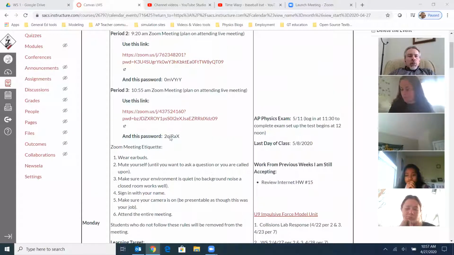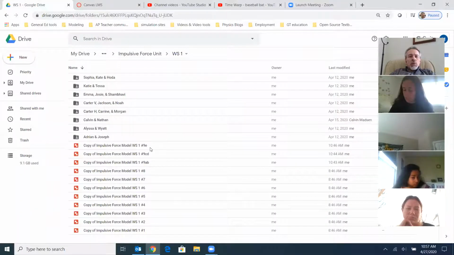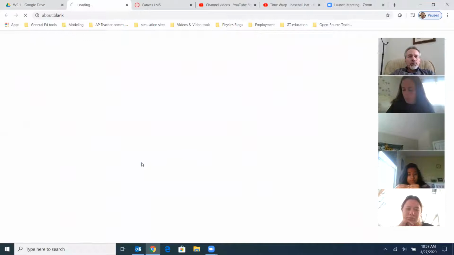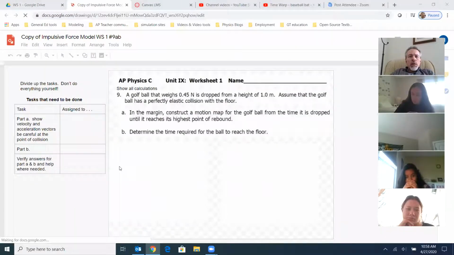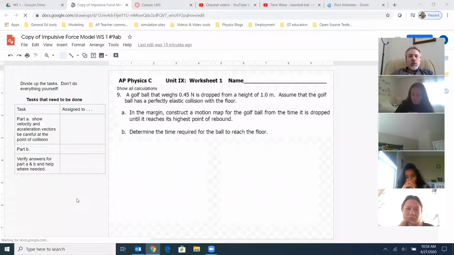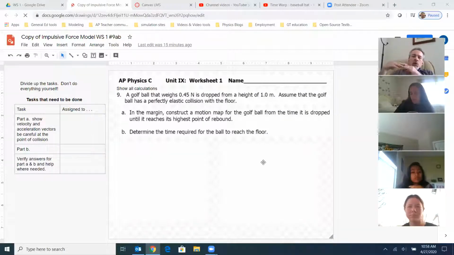Okay, worksheet 1 I shared with you some time ago, but we didn't have time to do number 9. So number 9, part A, we have a golf ball that's being dropped from a certain height. For part A, what I'd like you to do is draw the motion map. It says it's an elastic collision.